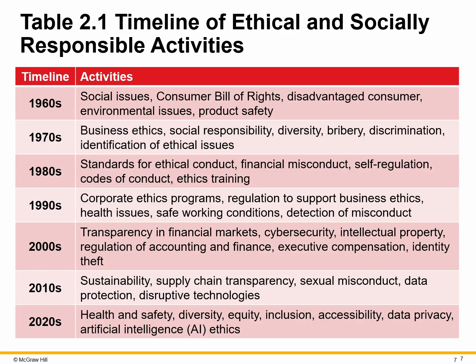Table 2.1 gives you a view from the 1960s through the early 2020s of how ethical and social responsibility activities have changed in different ways, which you will notice as you're working in a business environment.